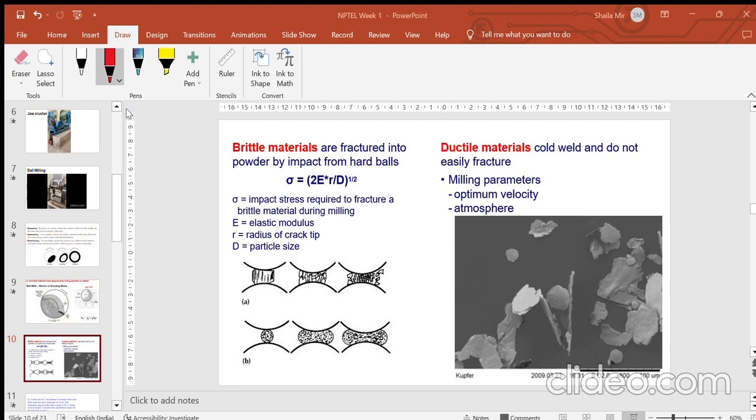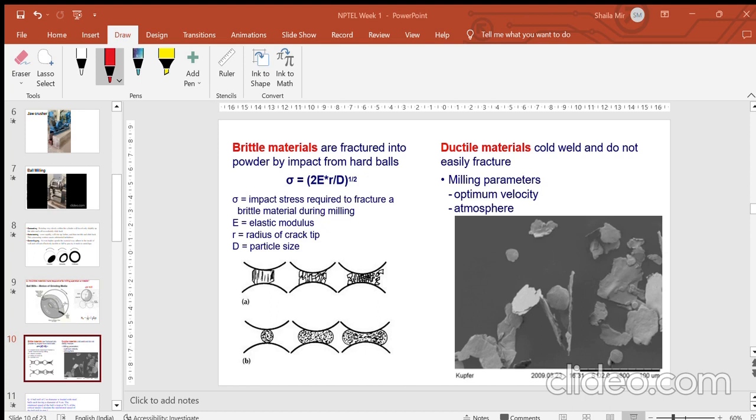ductile property. For a brittle material, the fracture strength or the impact strength is given by the formula where sigma is the impact stress, given by 2ER, where E is the elastic modulus and R is the radius of the crack tip. There is always a certain defect inside the material that will propagate, and the stress impact will largely depend on the radius of your defect, and it will also depend on the particle size.